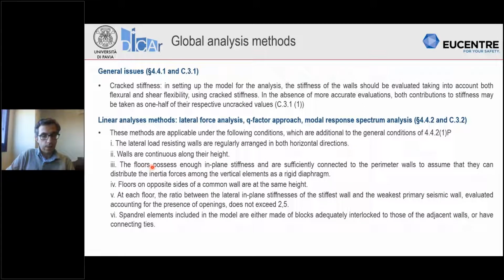The floors have good connection, at least a significant in-plane stiffness, and good connection among the walls and among the walls and the diaphragms. You are required also to have a difference of the in-plane stiffness among the different walls, which is somehow not exceeding a limit value. Spandrel elements included in the model are made of blocks which have a good interlocking with the adjacent walls.